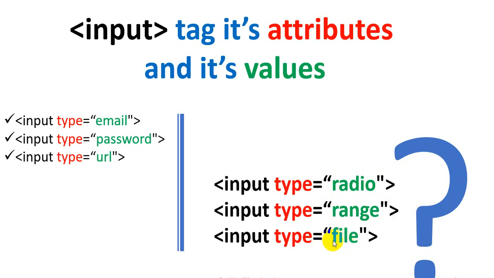This input type equal to file will create a text box and a button. In that text box you have to select the location of your image, biodata or document, and when you click on that button it will open a place on your computer where you can choose your file.